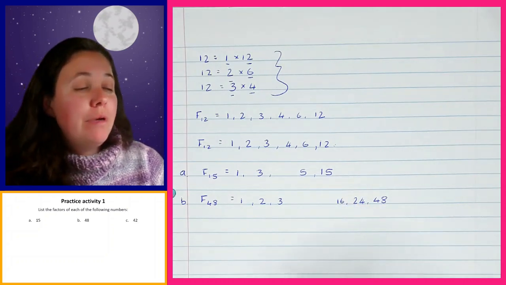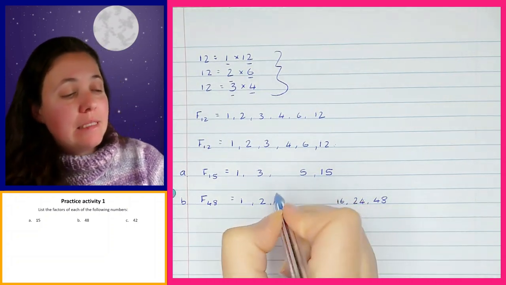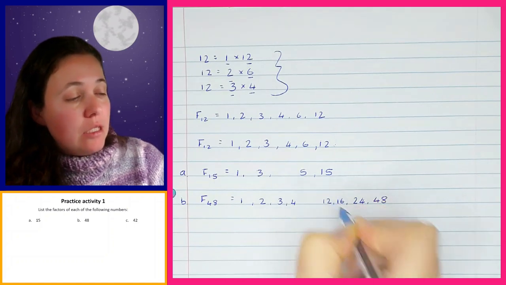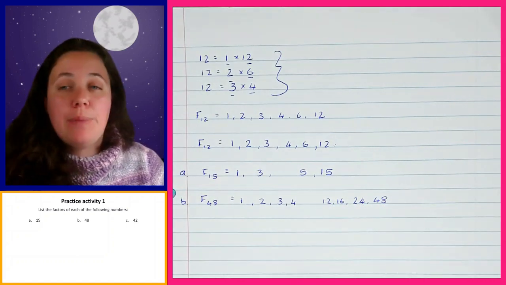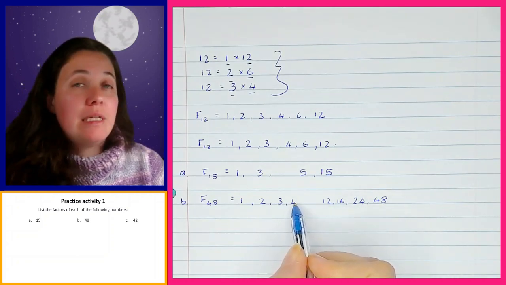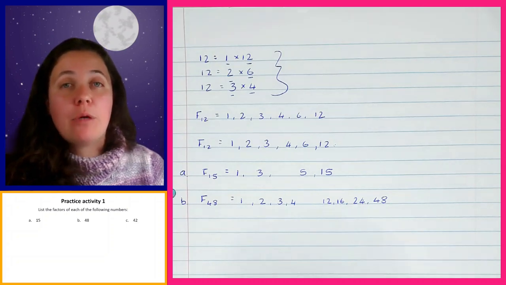Now, after 3 comes 4. If I check 48 divided by 4, I will find that I get 12. So 4 is also a factor, and the other half of the factor pair is 12. Then the next number after 4 is 5, and 5 does not go into 48, so I'm going to skip over it, and then I'm going to go on to 6.